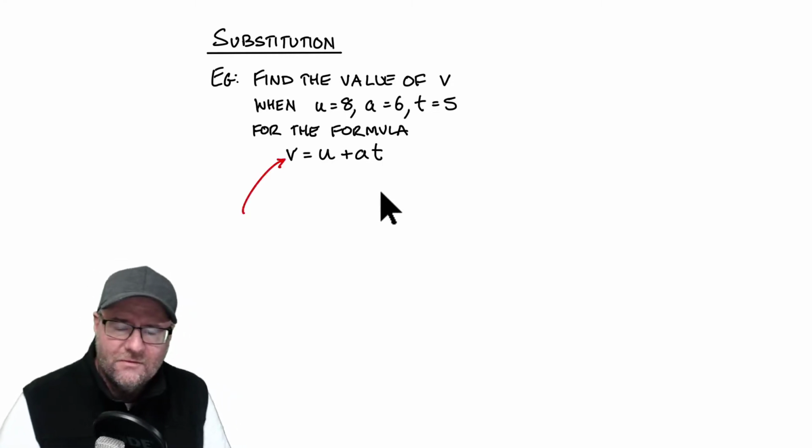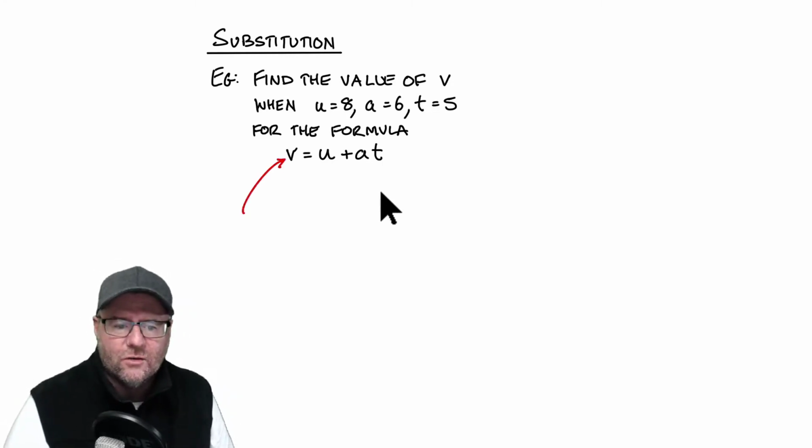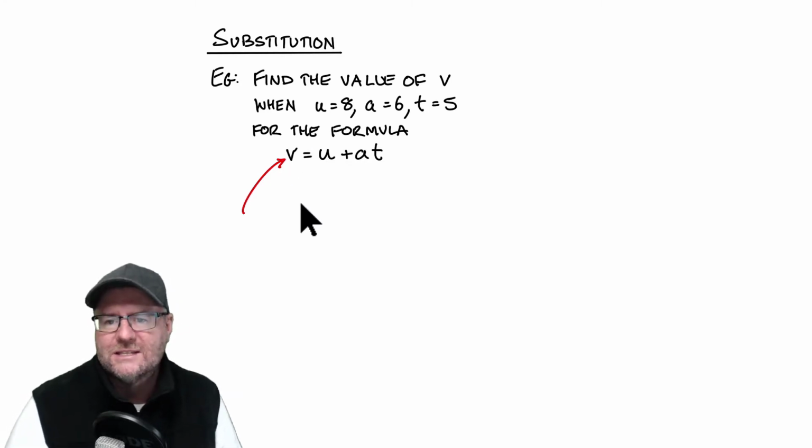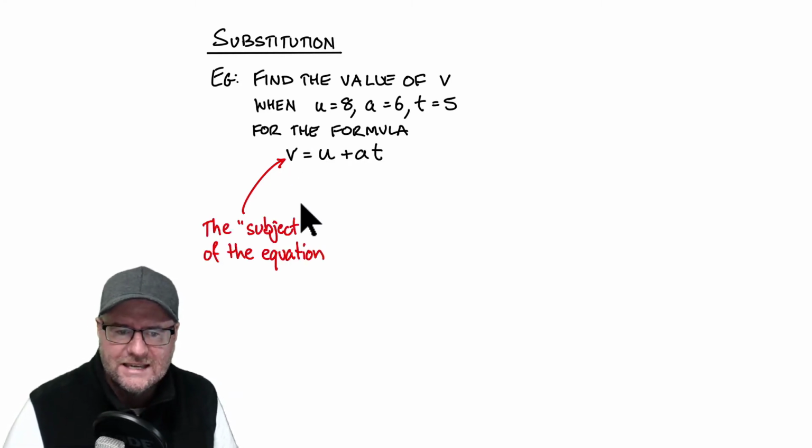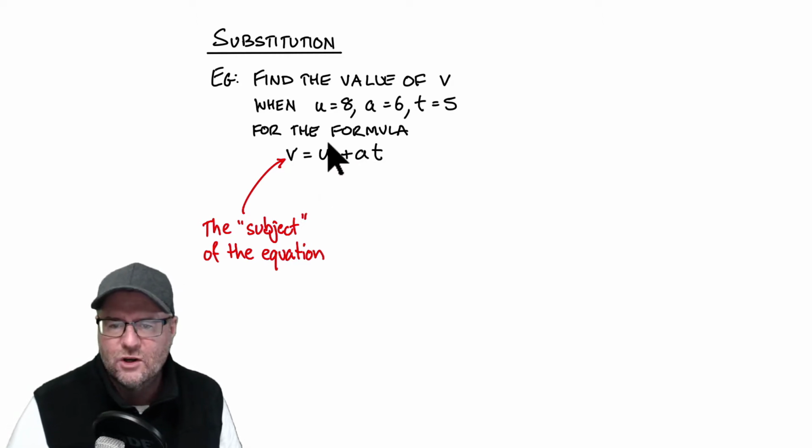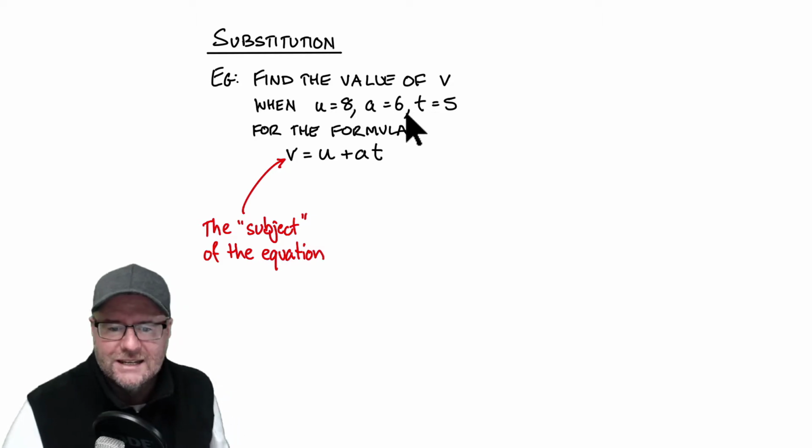Now, the letter out the front here on its own, on one side of the equal sign, all on its own there, we call this the subject of the equation. So in this case, V is the subject of the equation. These pronumerals, we're going to replace, we're going to substitute in these values.